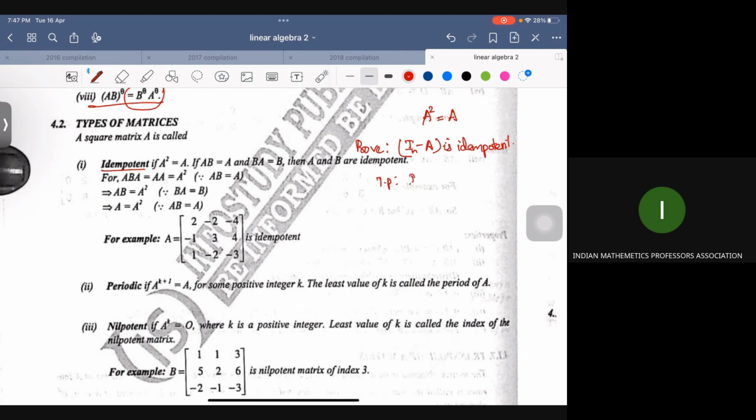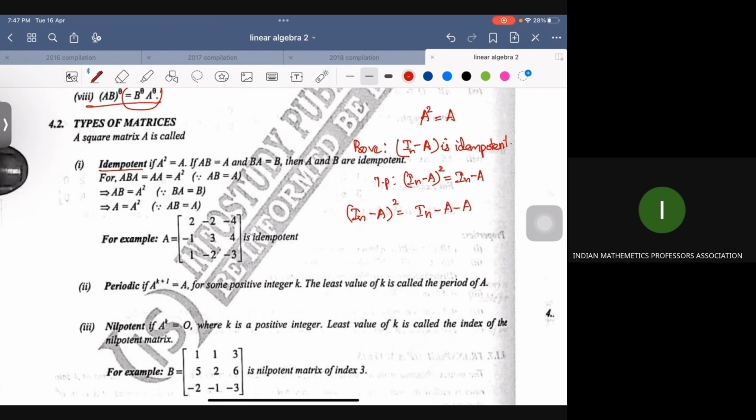To prove: I n minus A the whole square is equal to I n minus A. So I n minus A the whole square is nothing but I n square, identity matrix square is identity matrix, minus A, plus A square. Here, if A is an idempotent matrix, prove I n minus A is idempotent. Since A is an idempotent matrix, we can write A square is equal to A. So minus A plus A cancel, and we will get I n minus A. So if A is an idempotent matrix, I n minus A is also an idempotent matrix.